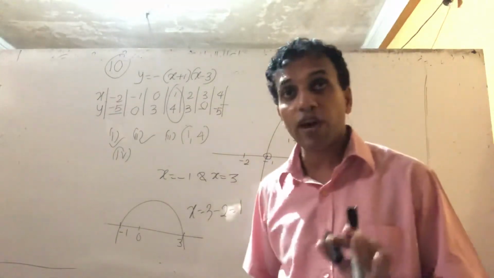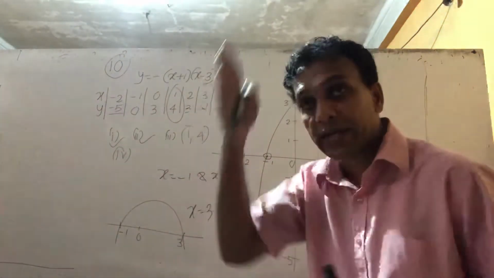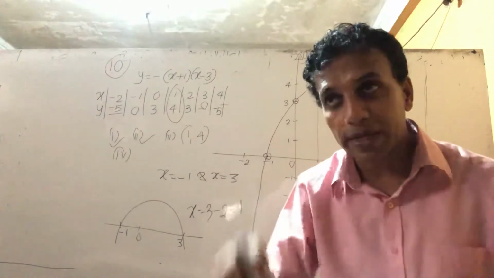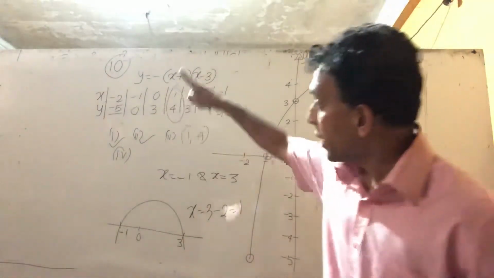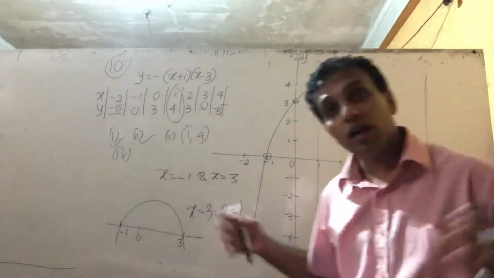So now we verify whether the graph is correct, or the maximum is correct. Now we know x = 1 is the symmetric line. Now go to the table: when x = 1, y is 4. Therefore, correct. That's the way.